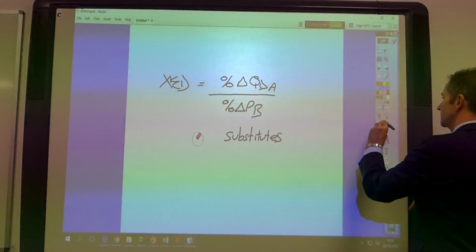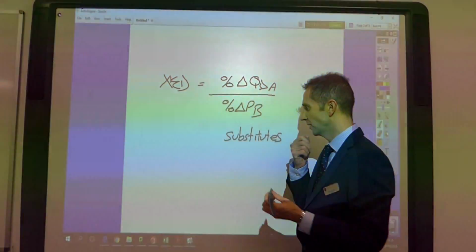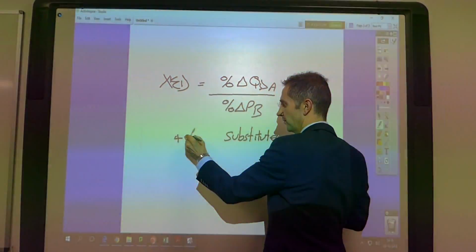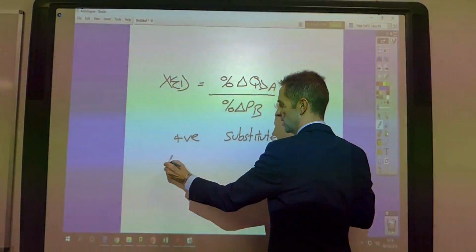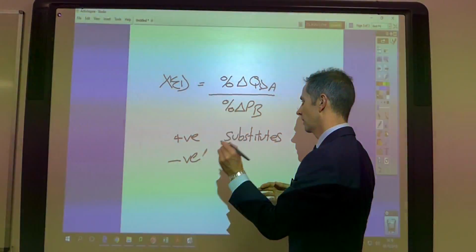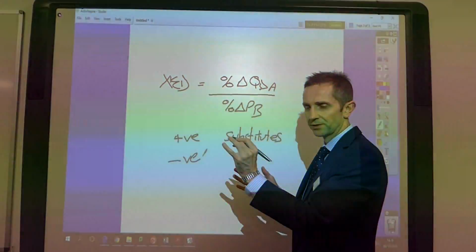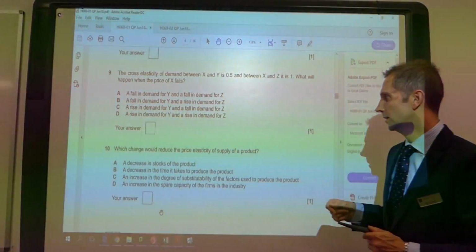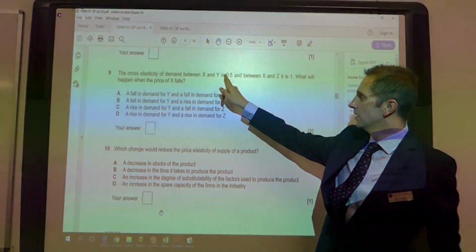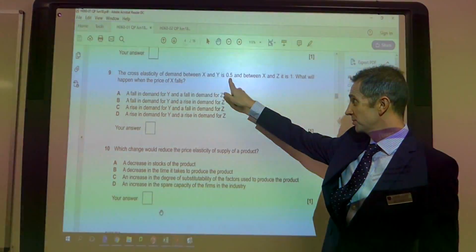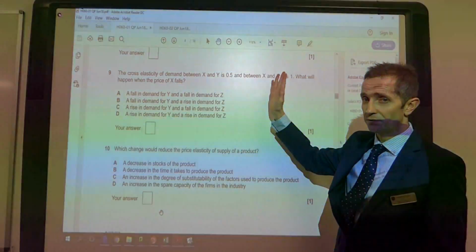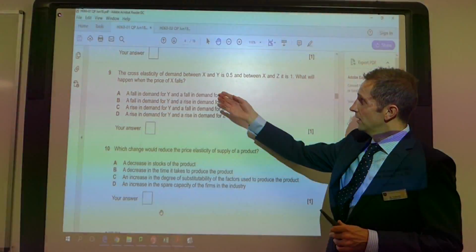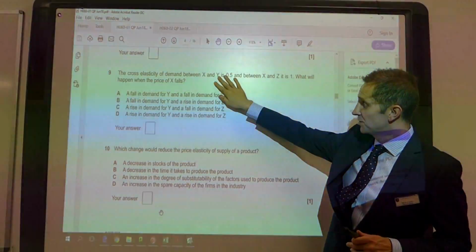What we're looking for in this instance is, we can of course talk about the values, but more specific to this question, if the value is positive, then we're talking about substitutes. If it's negative, we're talking about complements. So, let's look at the values that we're presented with. 0.5 positive, so substitutes. 1 positive, so substitutes. Okay, so we're dealing with substitute goods here. X and Y, these are substitutes for one another.